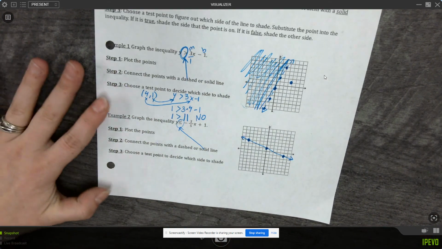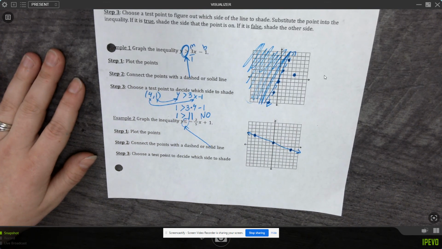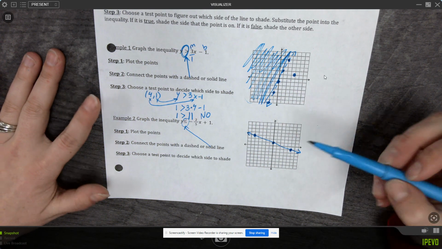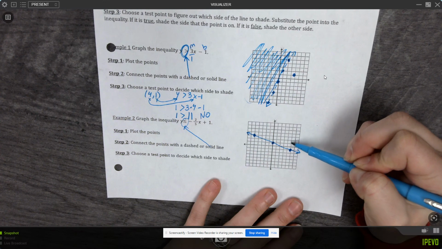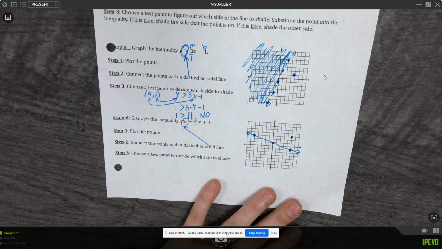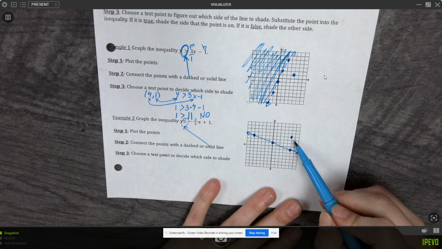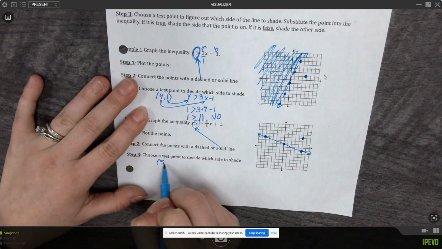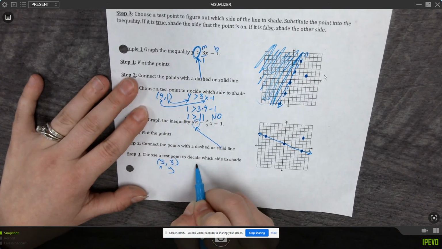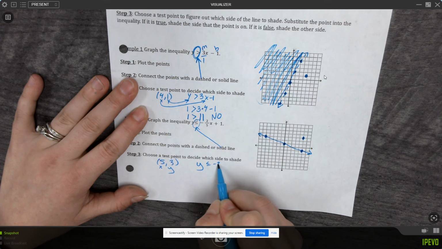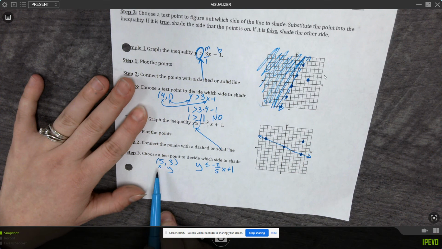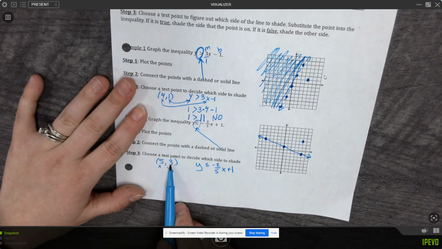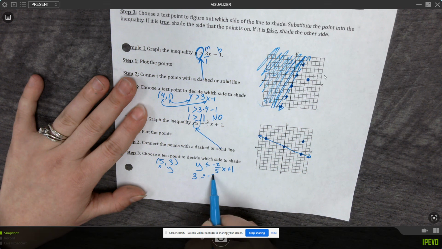Then you need to pick a test point to decide where to shade. Your test point is allowed to be wherever you want it to be. You do not have to pick the point that I am about to pick. I'm going to pick this point up here. Why? Just because. That's the point I want to use. My point is (5, 3), which is x, y. I'm going to use my inequality that I have up here. I need to plug 5 in for x, 3 in for y. Make sure you have a times sign there.